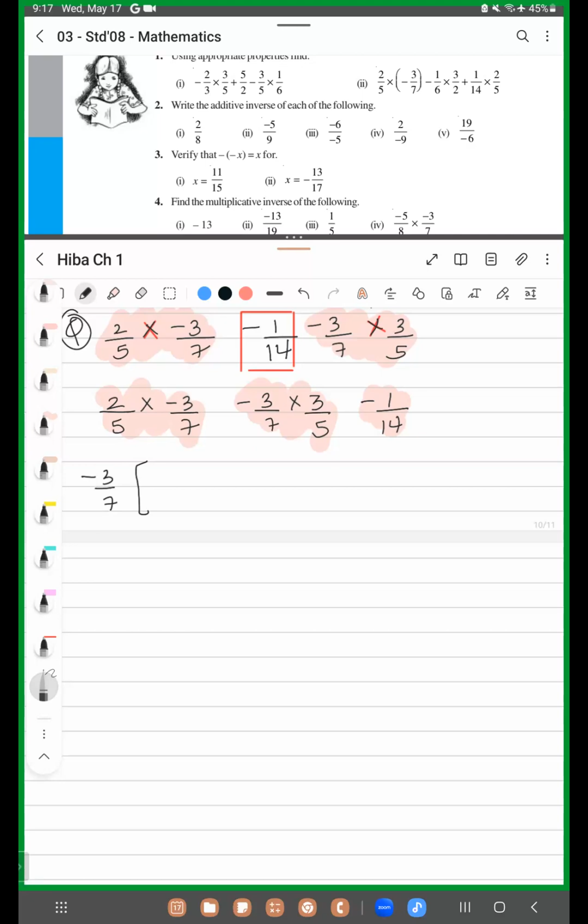Hiba, just a minute. First tell me what we have taken common. We have taken -3 by 7 as common, right? After taking -3 by 7 common, what remains in the bracket? 2 by 5 and 3 by 5. And which sign should be in between? Plus. Very good, plus. Now what will this bracket become?